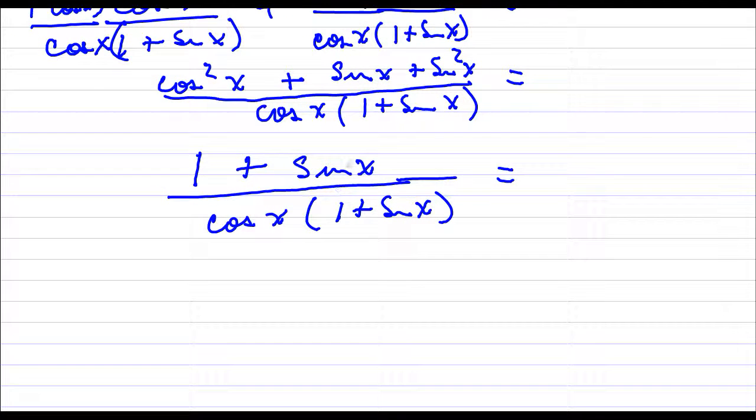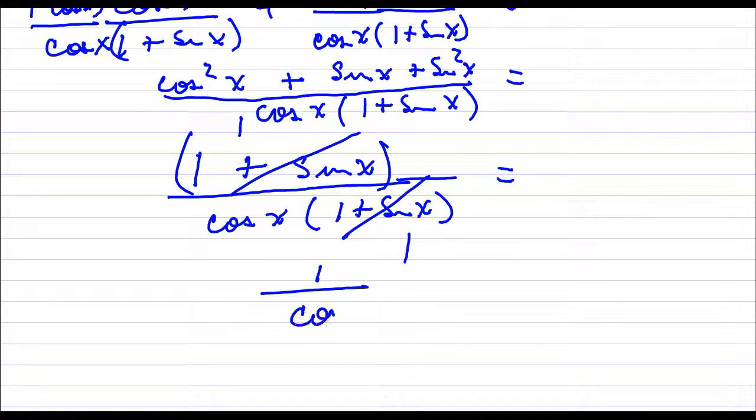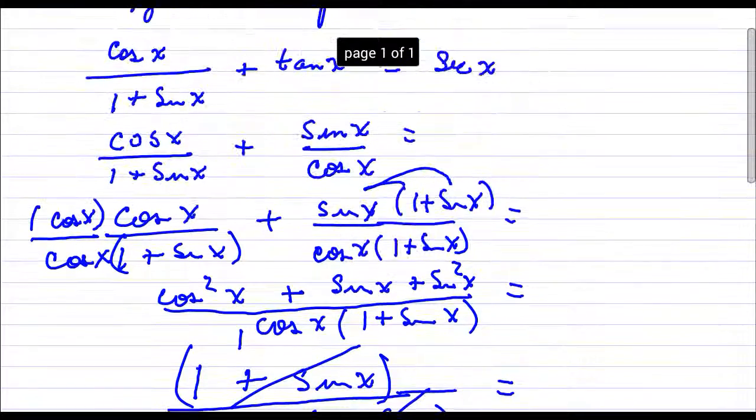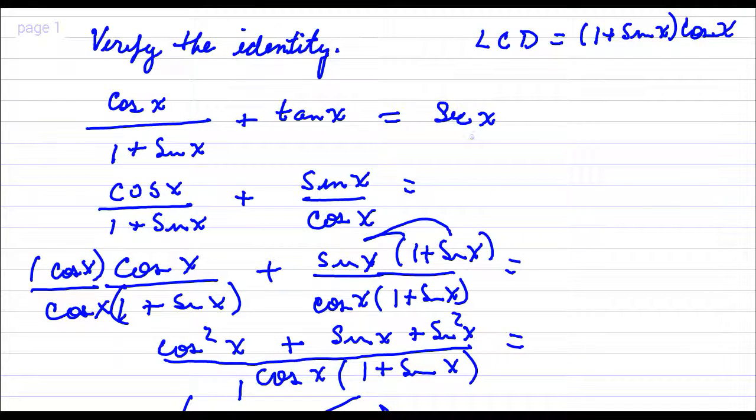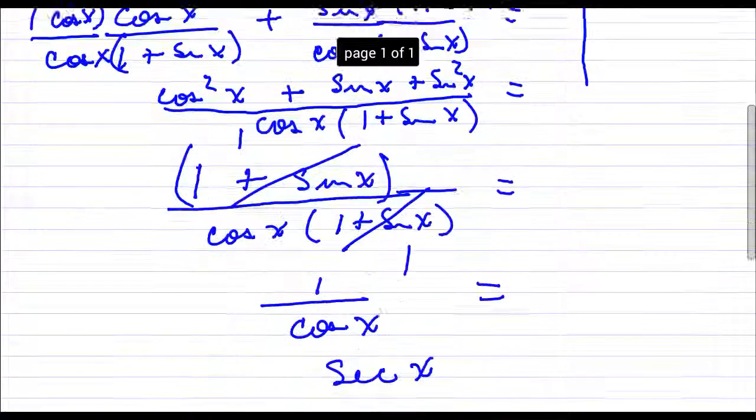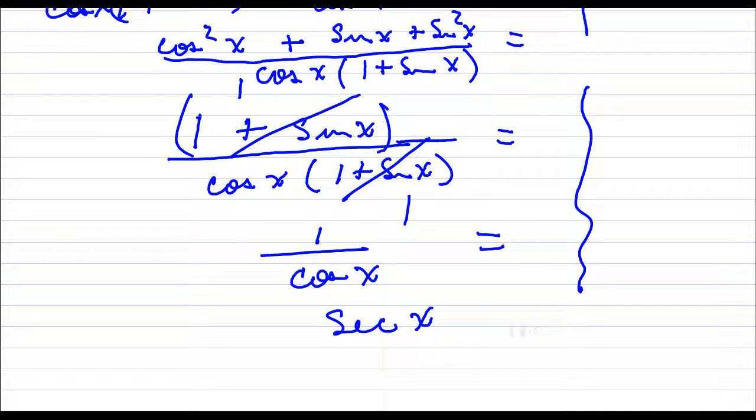In this step, you can just go ahead and divide out common factors. 1 plus sine x gets divided out in the numerator and the denominator. And then when I rewrite this, I have 1 divided by cosine x. And 1 divided by cosine x, that is simply secant x, which is the right-hand side. So, this identity is verified.